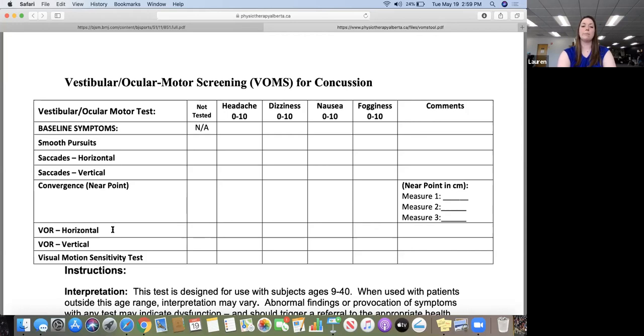So they just can't keep their eyes focused, because that VOR is keeping the gaze stable. As you turn your head, your eyes need to go the opposite direction. If that VOR is impaired, your eyes are going to follow your head, and then the brain says, hey, they need to be back this way. That's where you get that corrective saccade.